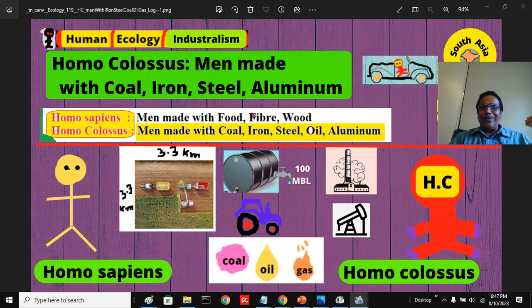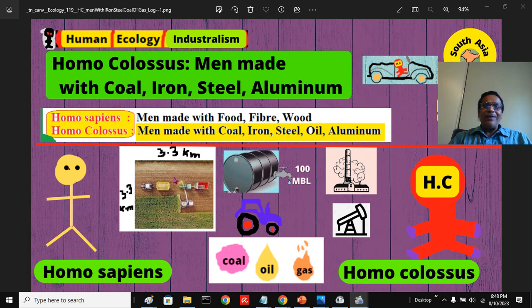They are made with food, they are made with fiber, they are made with wood. In a sense, they fulfill their basic 2500 kilocalories of energy. They lived in simple houses, small thatched houses, or even bricked houses and so on. Essentially, their entire thing is made figuratively with food resources, fiber resources, forest resources, that is wood resources. Their interbreeding counterparts, Homo Colossus, are made with coal, iron, steel, oil, aluminum, copper, and so on. Because they are industrial societies, they need these products to carry on their simple lifestyles.